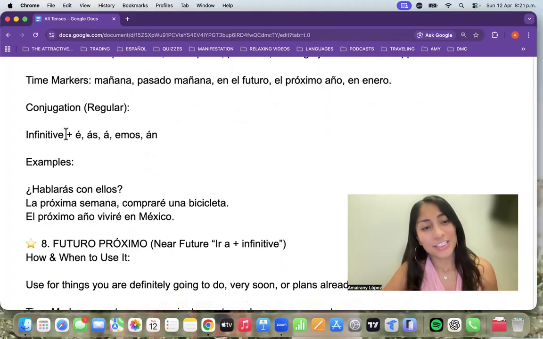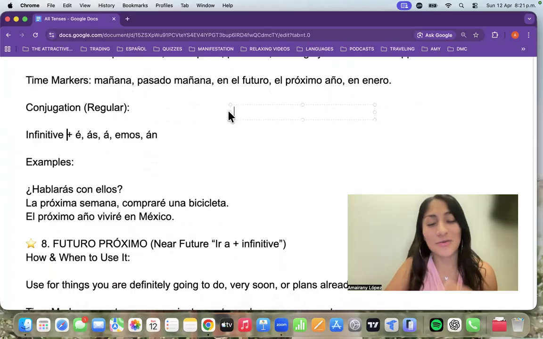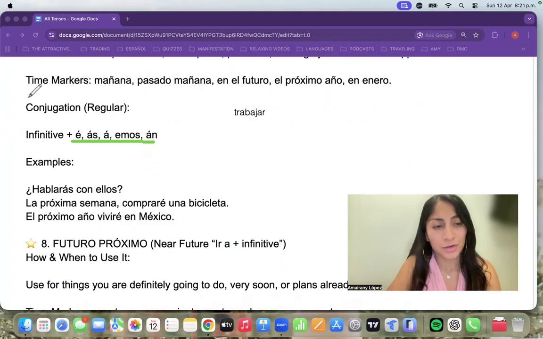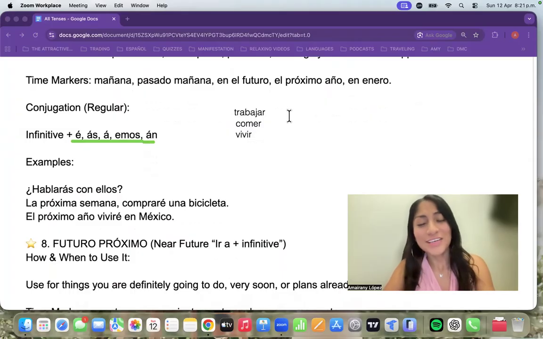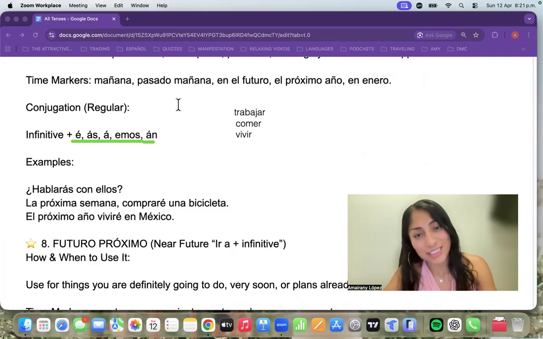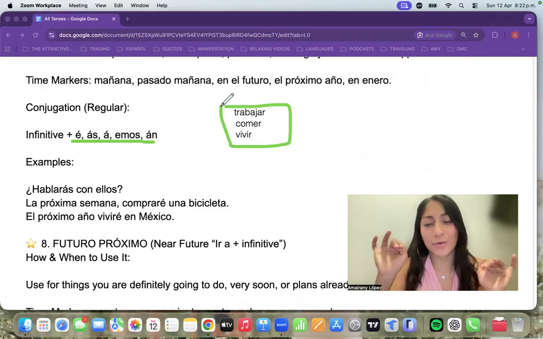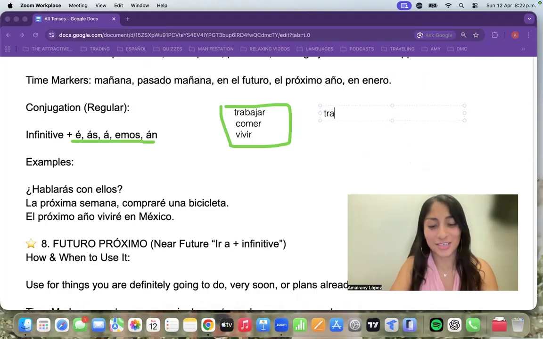Okay, so the conjugation, this is a really cool thing about the future, is that you're going to use these endings for any of the verbs, okay? So let's go with our chosen ones. So trabajar, comer, and vivir. Now, what happens with the future tense is that you're not going to do anything to this. Okay, you're not going to take out any letters. You're going to leave it the way it is. Now, what you're going to do is add these letters, okay?